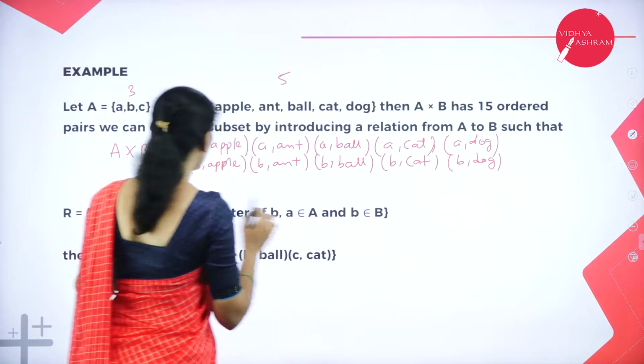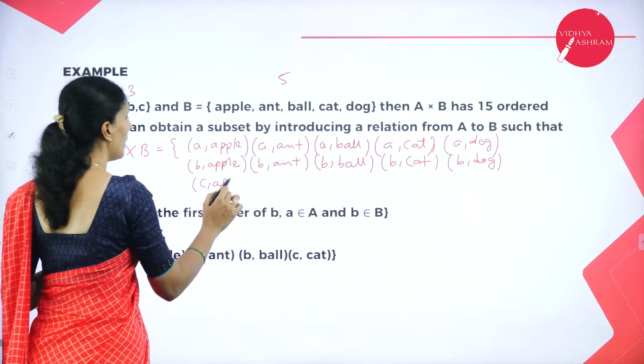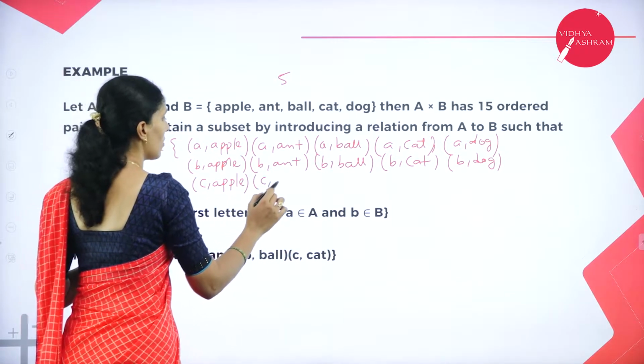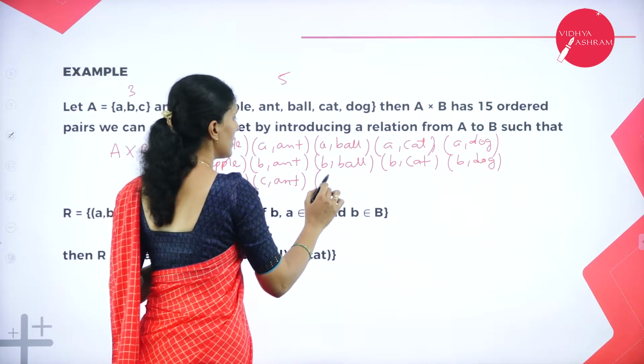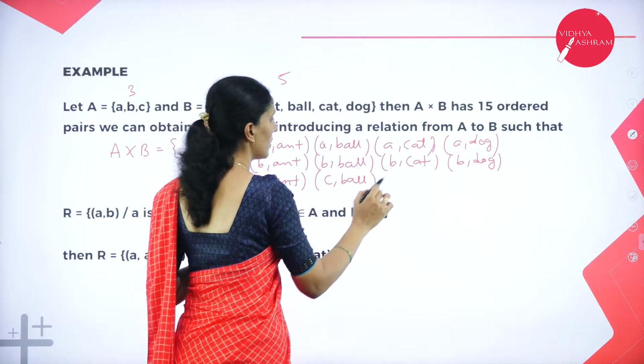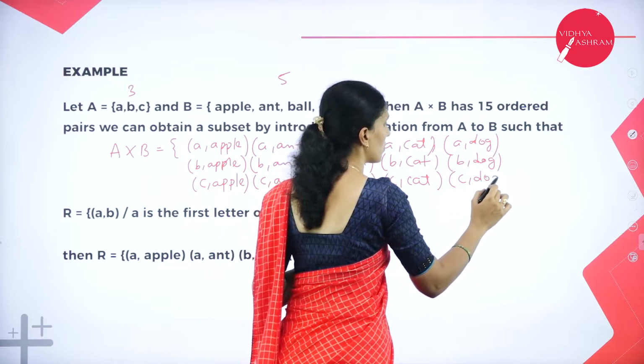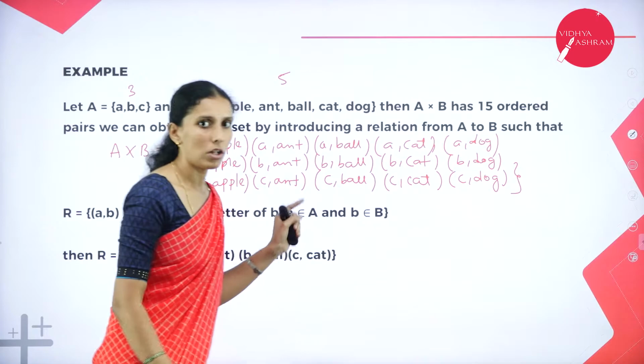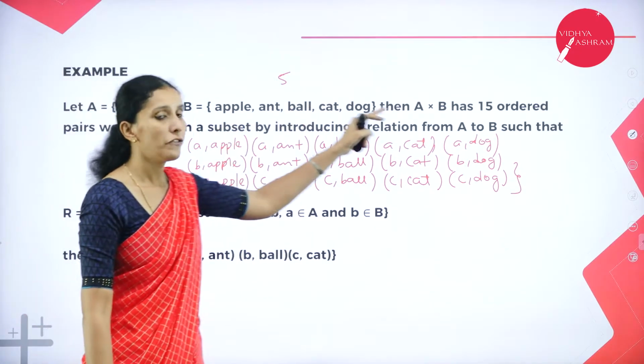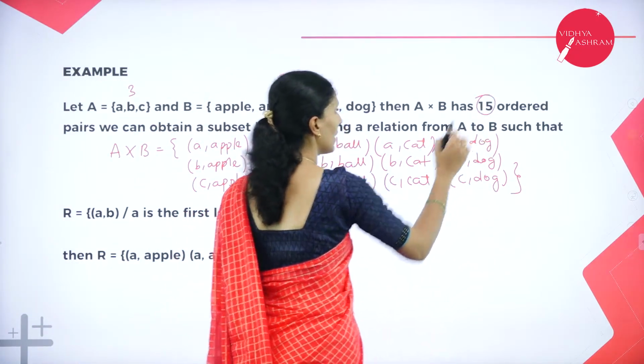Again for C, if you write it as C comma apple, C comma ant, C comma ball, C comma cat, and C comma dog. So that's all. I have paired all the elements. So how many elements do you have? 15 ordered pairs you will get.